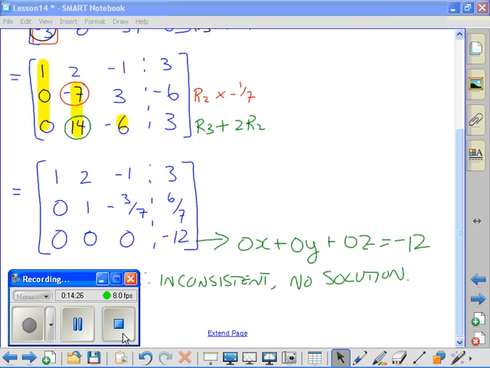So I'm going to finish up some of the other examples and we'll tie everything back together. But when you get all zeros equal something, it's going to be inconsistent or no solution.